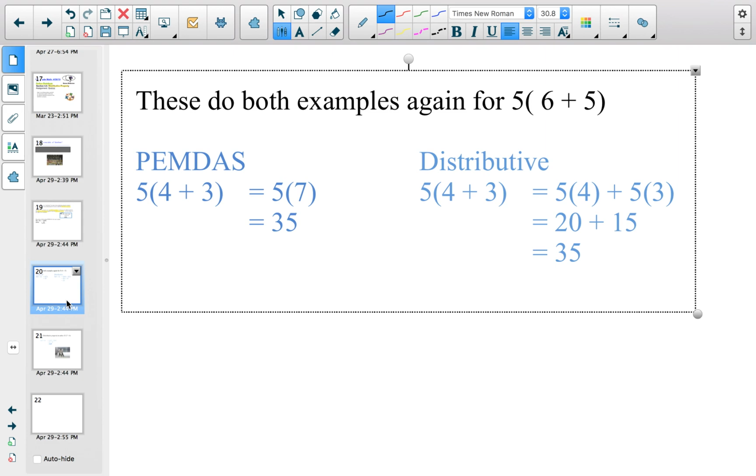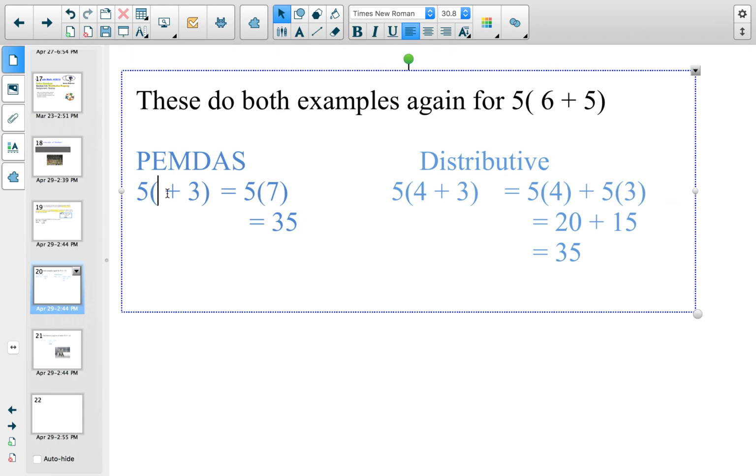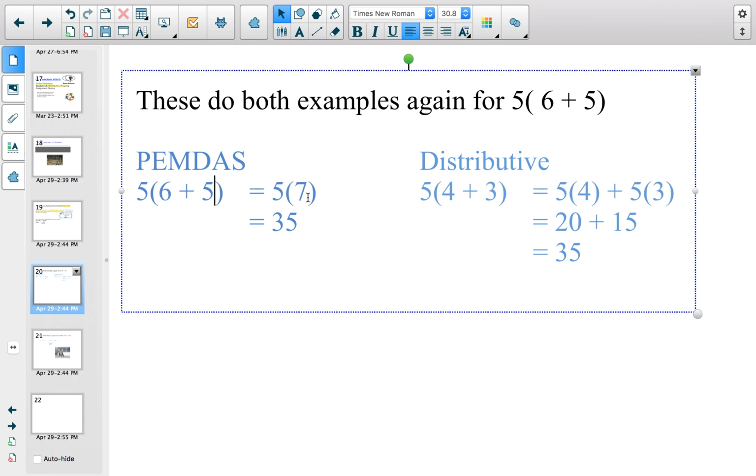Well, now we're going to look at another example. So we have 5 times the quantity 6 plus 5. If we did it the way we've always done it, we would do 6 plus 5 right here. So we would get 5 times 11, because 6 plus 5 is 11, and 5 times 11 is 55.